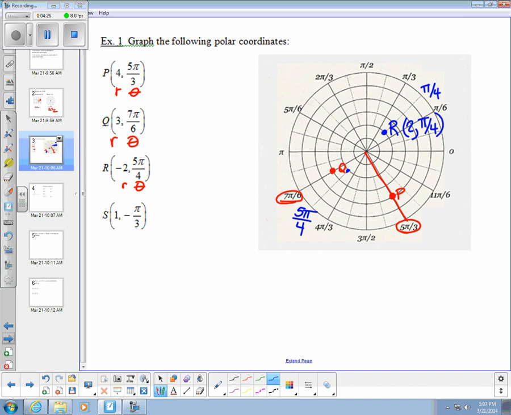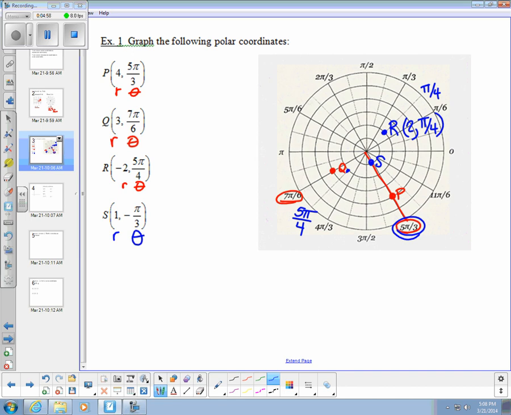Now in S we also have a negative, but this time it's the theta value that's negative. Recall back from when we started on trig, a negative angle meant you rotated clockwise instead of counterclockwise. So negative pi over 3 would be the same place as 5 pi over 3. And then my radius of 1, so point S would be in the fourth quadrant, because we rotated negative pi over 3. So think about your negative angles.